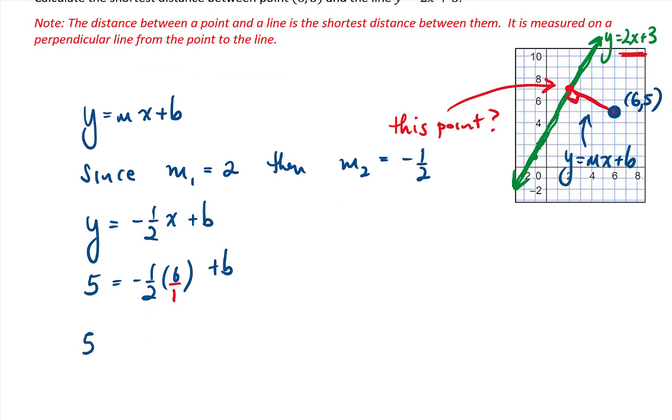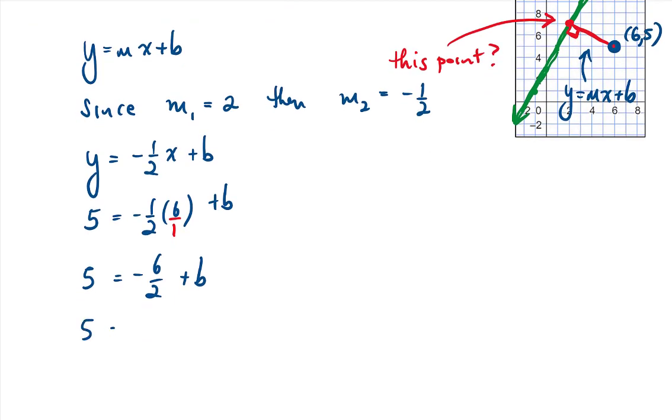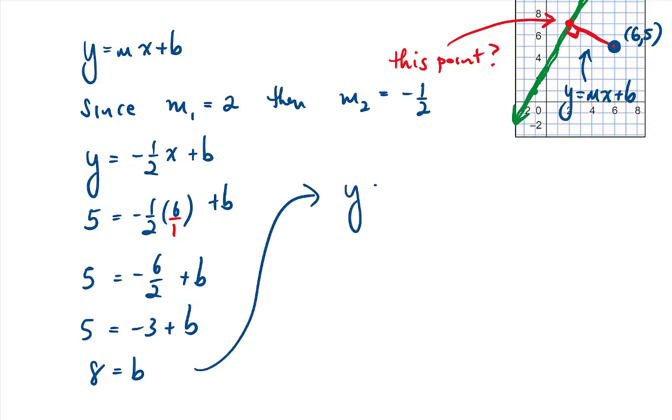So we get 5 equals 1 times 6 is 6. So we get negative 6 over 2 plus b. 5 equals negative 3 plus b. And b, if we move the 3 over by adding 3 to both sides, we get 8 is equal to b. So therefore, the red line is y equals negative 1/2 x plus 8.